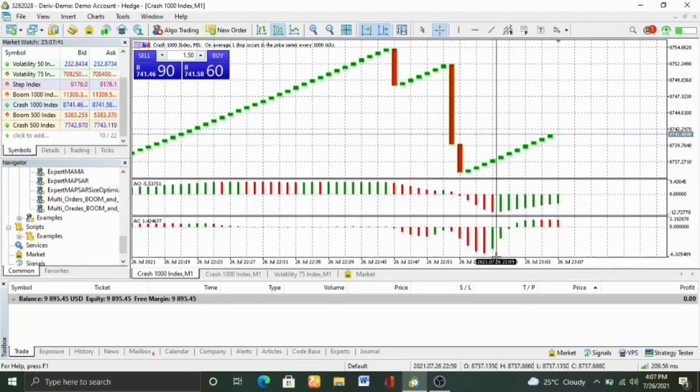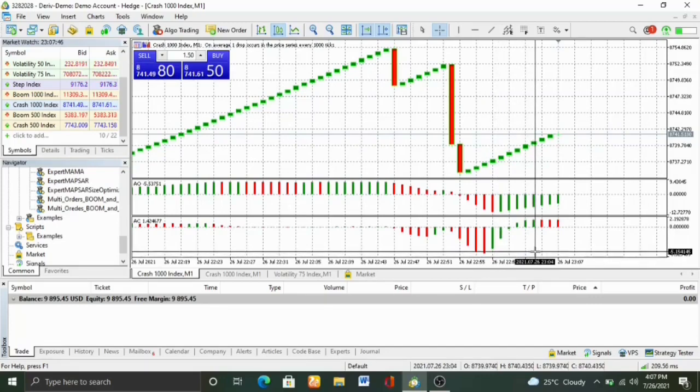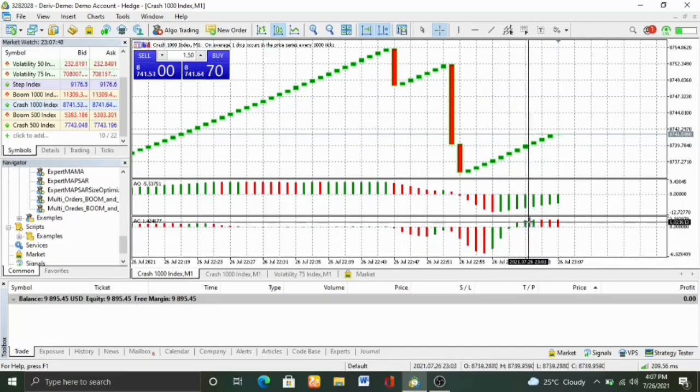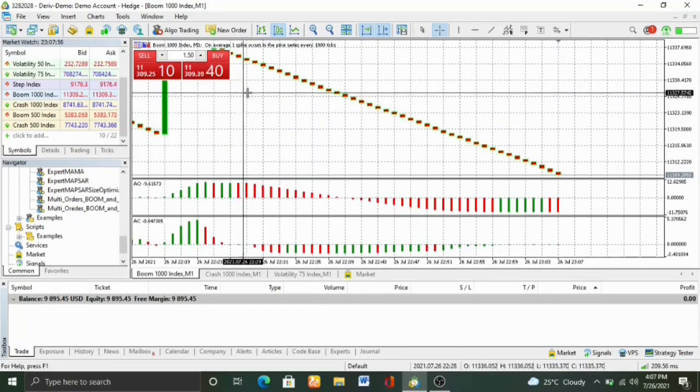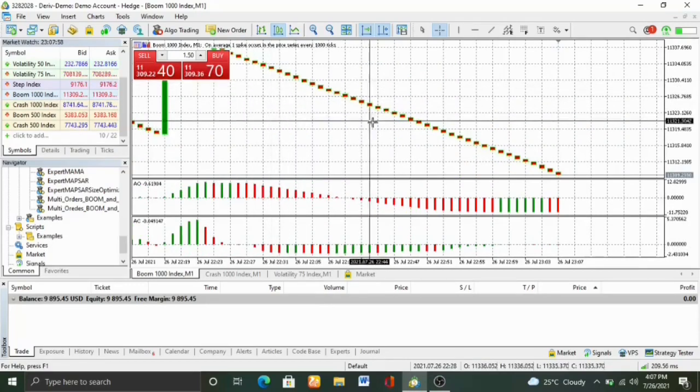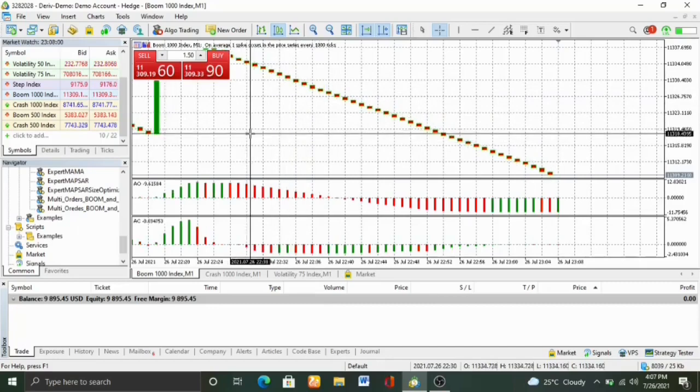Then you can safely initiate a trade within this range. Alright, so if you don't see that, then you shouldn't go for it. And if we're going for Boom 1000, it's just the reverse of it. All right, this is Boom 1000. Since Boom is for selling, we're selling Boom and we buy Crash.